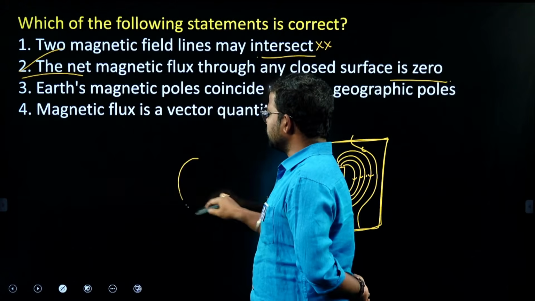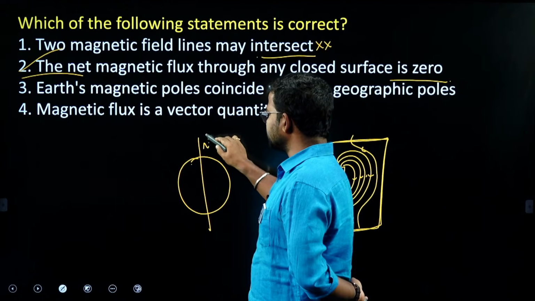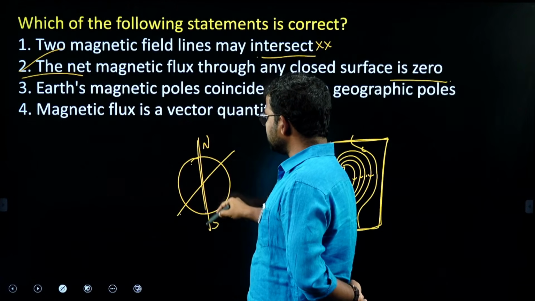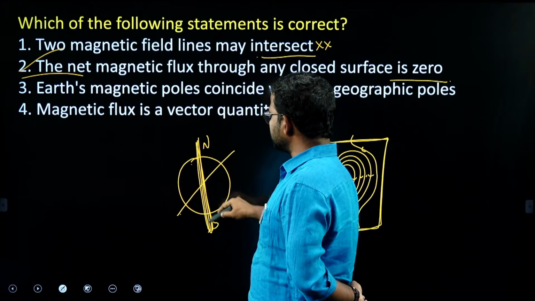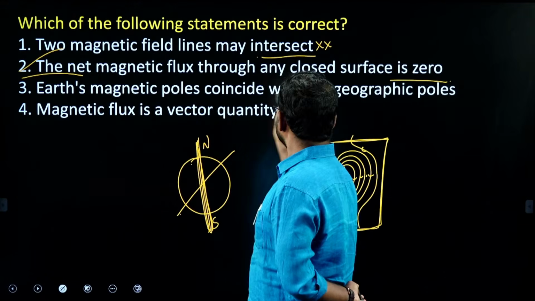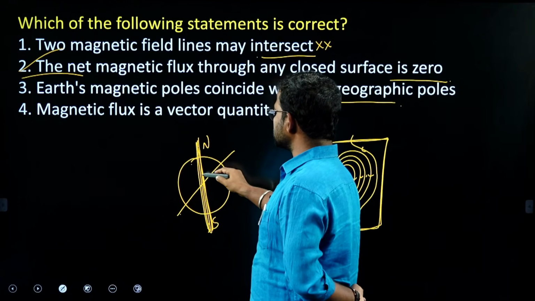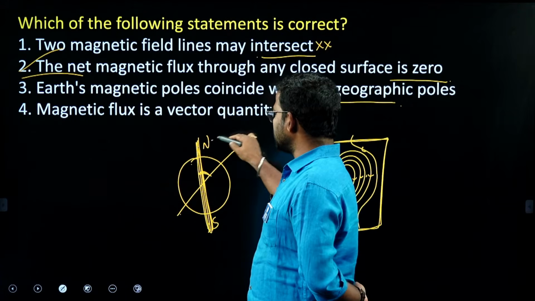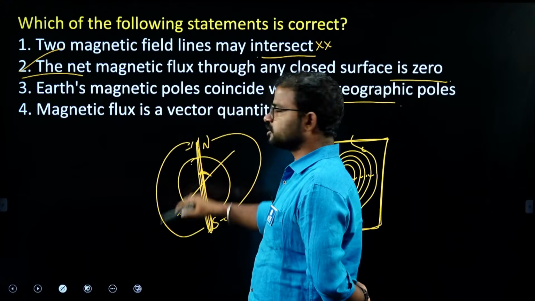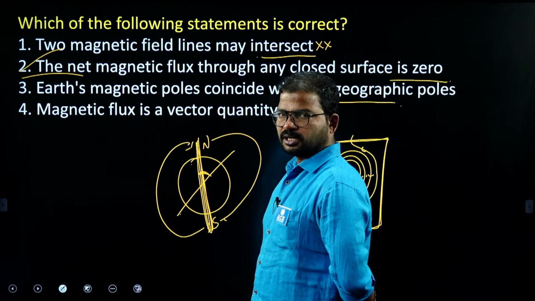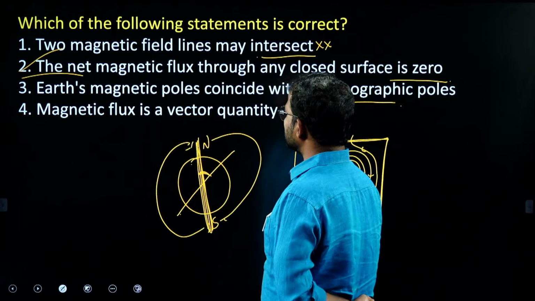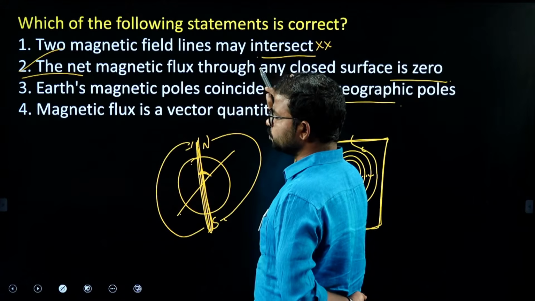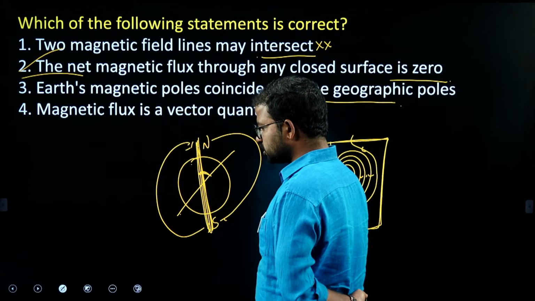Next, Earth's magnetic poles. Generally we think the north pole is here and the south pole is here, but from a realistic point of view, the poles do not lie exactly on the geographic poles. Some kind of deviation is there. Every 2.5 lakh years, the north pole becomes the south pole and the south pole becomes the north pole, meaning that kind of exchange is possible. That's why these two are not the correct ones. Option 2 is the correct answer here.